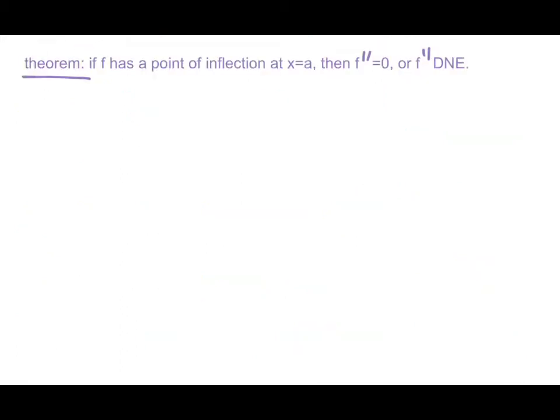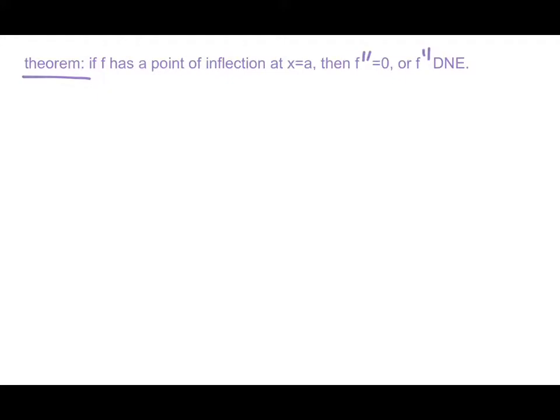Okay? So we have a theorem that says that if f has a point of inflection at x equals a, then either f double prime is going to equal 0 or f double prime does not exist. All right? But the opposite is not true. I can have my second derivative be 0 and not have an inflection point. I can have a second derivative not exist and not have an inflection point. The inflection point is only when you change concavity.